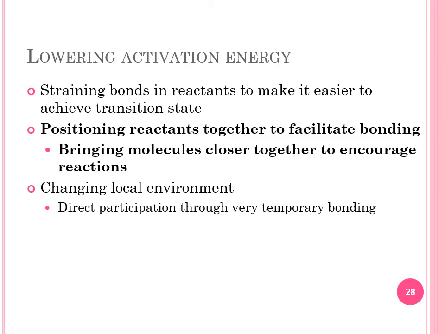So again, using the enzyme is going to help us lower the activation energy because we're going to be able to position these reactants to facilitate a bonding. We're going to bring these molecules close together to encourage a chemical reaction. And that's the basis of using an enzyme, is because we can position these reactants, these substrates, in such a way that we can facilitate a chemical reaction without having to wait to overcome that energy of activation.